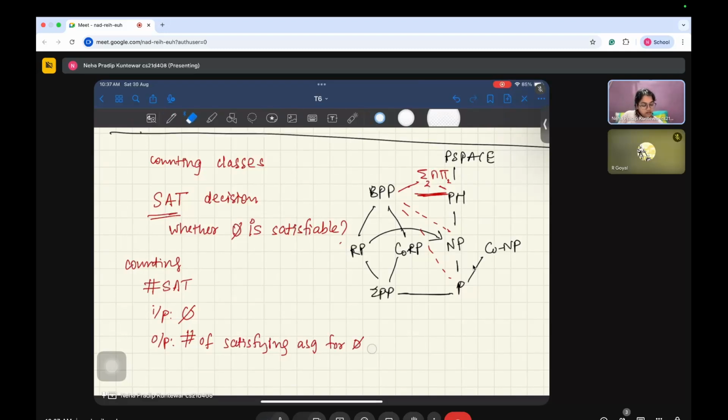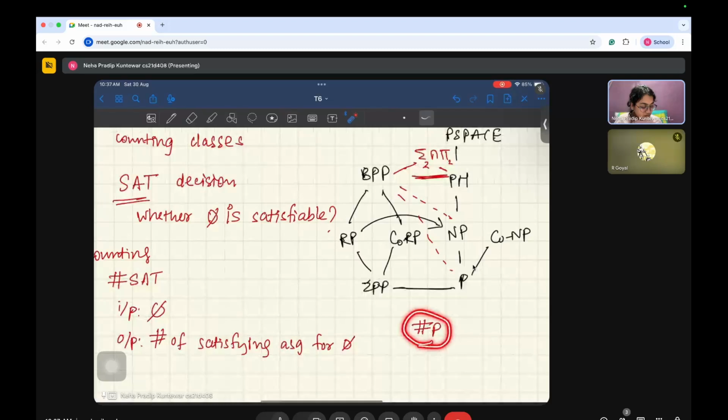So naturally you can define classes like #P, where a function is in #P if there is a polynomial time Turing machine that will tell you this count in polynomial time. And when we say tell you the count, what we mean is that there is a tape on which it will write the number in binary. It's write only, you can't edit that, so it's not a work tape. You have a separate output tape where it will write the count and leave it at that.